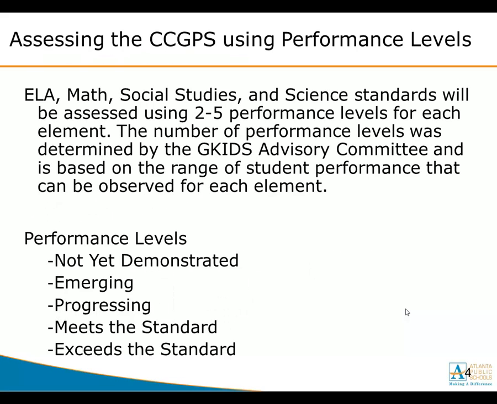Assessing the Common Core Georgia Performance Standards using performance levels. ELA, math, social studies, and science standards will be assessed using 2 to 5 performance levels for each element. The number of performance levels was determined by the GKIDS Advisory Committee and is based on the range of student performance that can be observed for each element. The performance levels are: not yet demonstrated, emerging, progressing, meets the standard, and exceeds the standard.